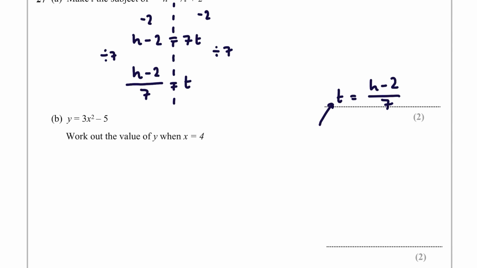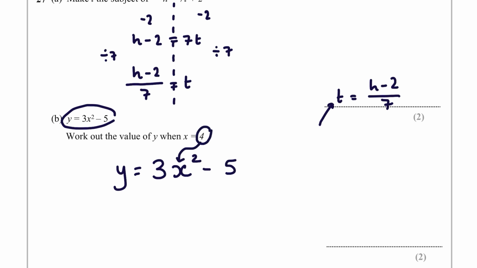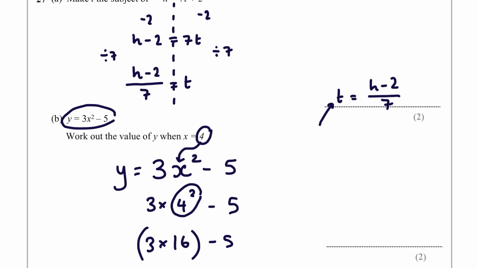For part B, work out the value of y when x is 4, and we've got this here. So we know that y is 3 lots of x squared take away 5, and we're going to put in when x is 4. So 3 lots of 4 squared take away 5. Now we're going to do the indices first before we multiply. Think of BIDMAS, we do the indices first. So 3 lots of 16 take away 5. 3 lots of 16 is 48, and 48 take away 5 would give us a final answer of 43.